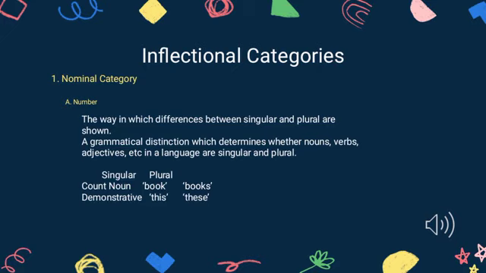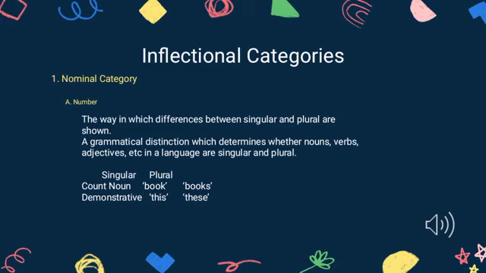Inflectional categories. 1. Nominal category. A. Number. The way in which difference between singular and plural are shown. A grammatical distinction which determines whether nouns, verbs, adjectives, etc. in a language are singular and plural. In English, it can be seen particularly in nouns and demonstrative, like book singular and books plural.